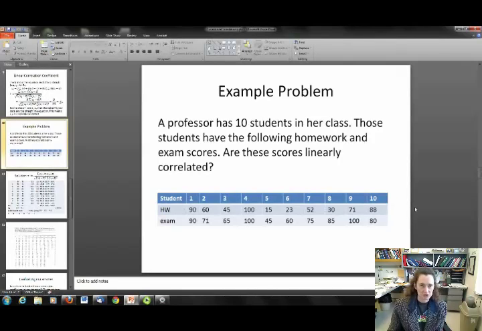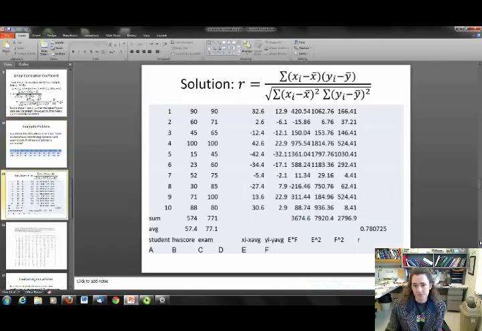And this is out of 100%. These are percentiles, so some of them did pretty miserably. Sorry. And then here are their exam scores also laid out for you. So there are the values. Now let's calculate our coefficient of linear correlation to see if doing well on your homework is linearly correlated with doing well on your final exam. So I did this in Excel.